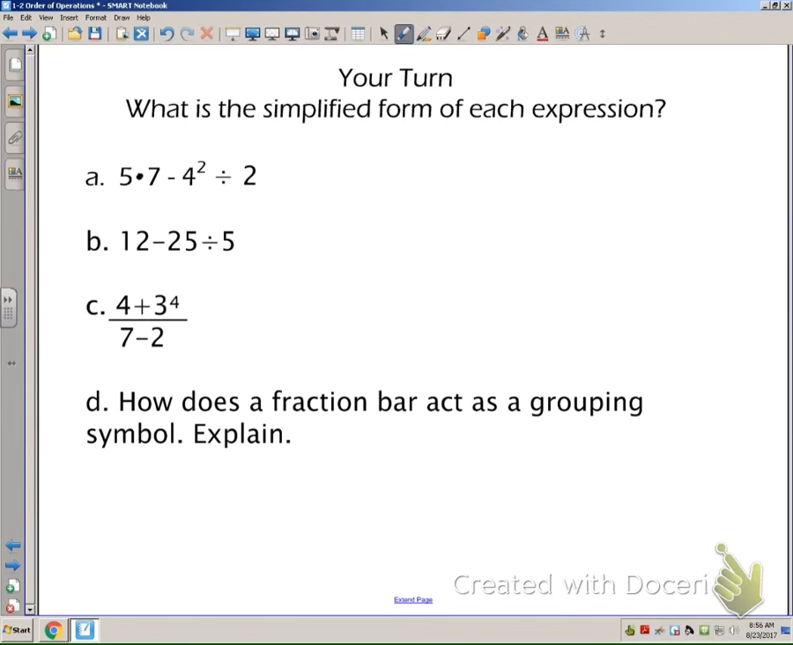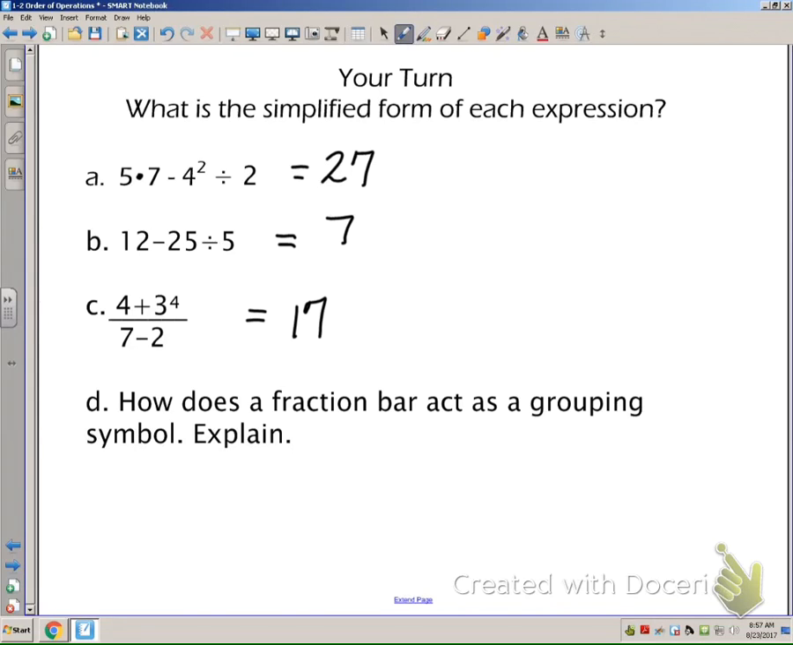Go ahead and pause the video and try to find the simplified form of each expression. Okay, so in this first one, I jumped ahead and did the exponent first. 4 squared is 16. Then I had 5 times 7 minus 16 divided by 2. So I went ahead and did the 5 times 7 first and got 35. Then that 16 divided by 2 is 8. Then last of all, I can subtract. That 35 minus 8 gives you the 27.